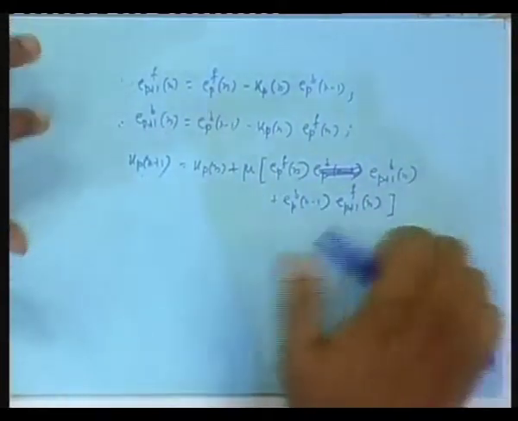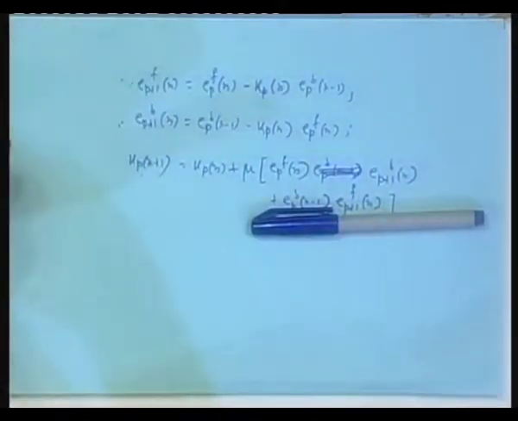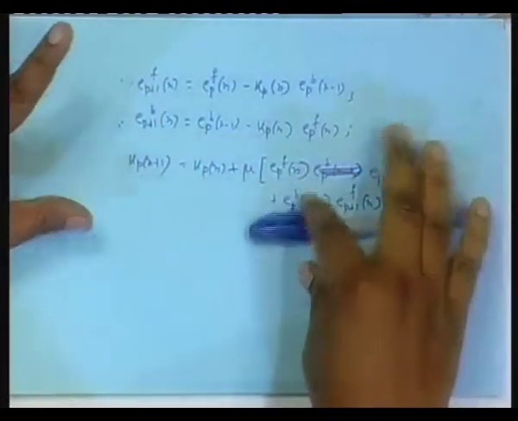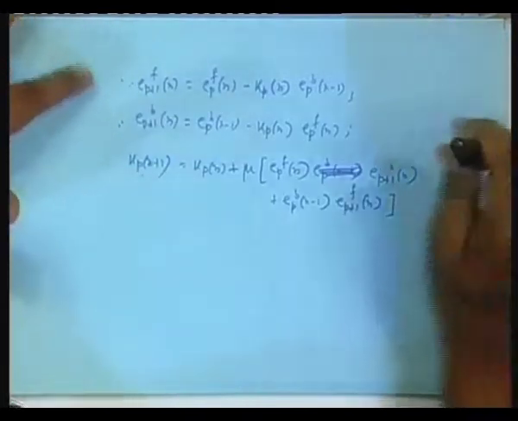This will converge, but usually we have to take mu to be very small. There is some expression for mu, an upper bound, that I am not giving here. So, this is gradient adaptive lattice, simple.